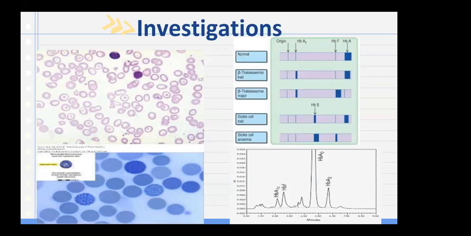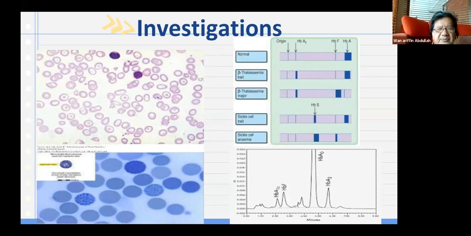And this is for the hemoglobin studies. We can see if there is a trait, we can see the anomaly here, and then in the major, an increase in hemoglobin F, sickle cell trait can be hemoglobin S, and then sickle cell anemia. So why suddenly sickle cell? We're talking about thalassemia. So in thalassemia, like I told you, the top three columns are important. You don't see any abnormal hemoglobin, but you see different proportions of hemoglobin.